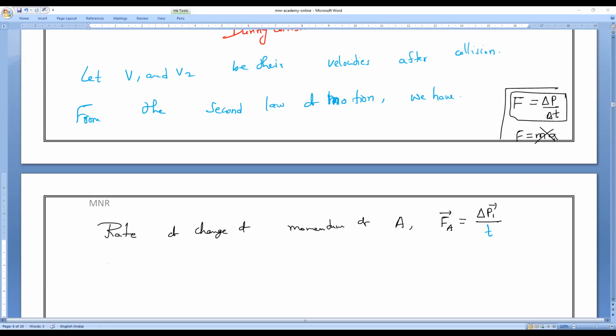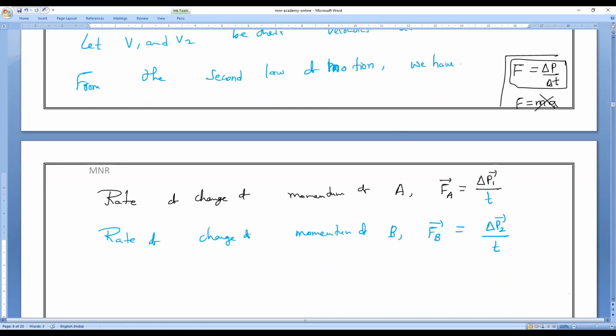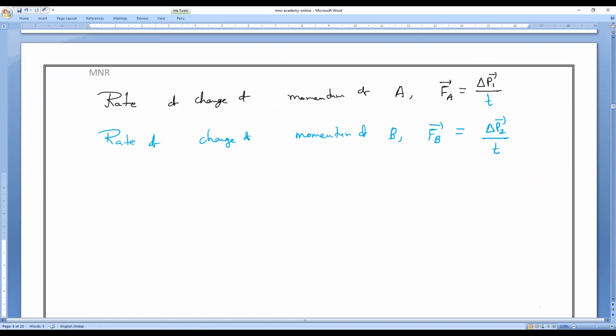Now, in the same way, the rate of change of momentum of B. Can you tell me what will happen? The rate of change of momentum of B, FB, is equal to delta P2 divided by T. Am I right? Will you all agree with me?